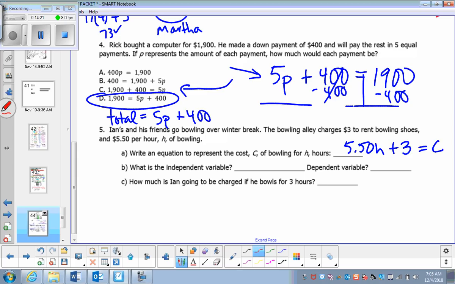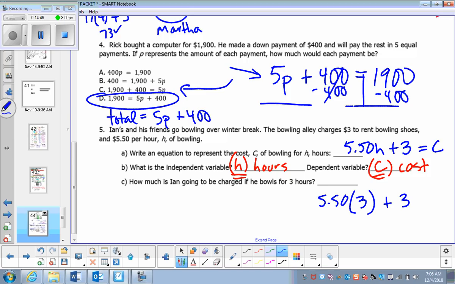Now, what do Ian and his friends have control over right now? They have control over the number of hours that they're going to bowl. So H is the independent variable. What depends on that is going to be the cost. All right? So how much would he be charged if he bowls for 3 hours? $5.50 for 3 hours, plus the $3 to rent the shoes. The $5.50 for the 3 hours is $16.50, and plus the $3 just to rent the shoes, he's going to be charged $19.50. All right? So that takes care of that page, and now let's flip over.